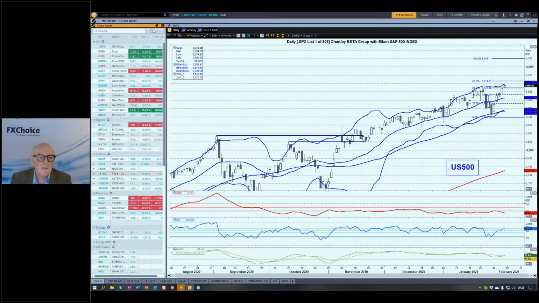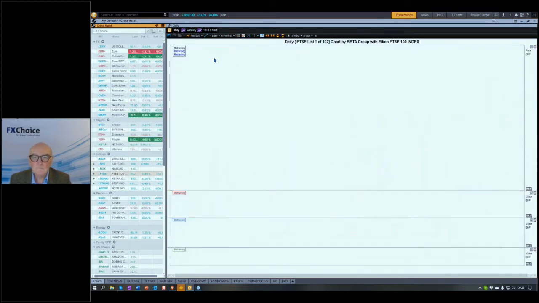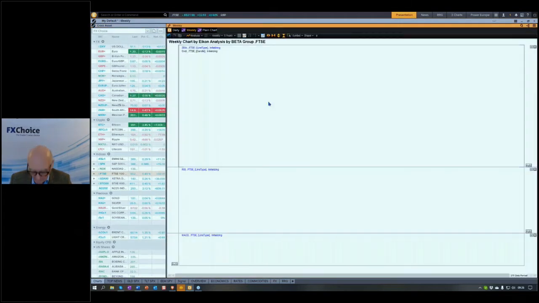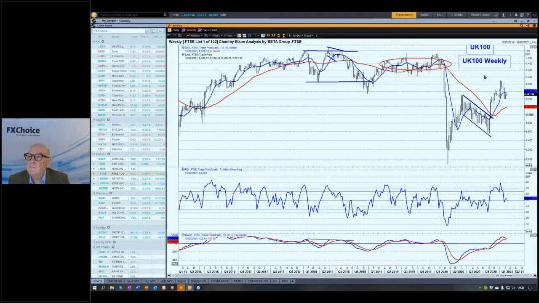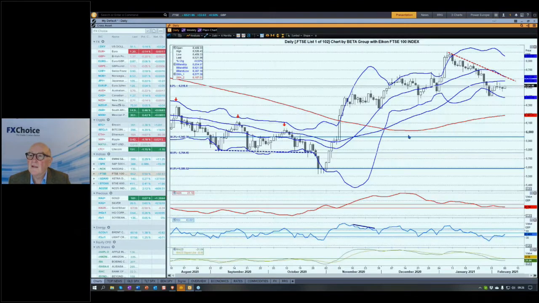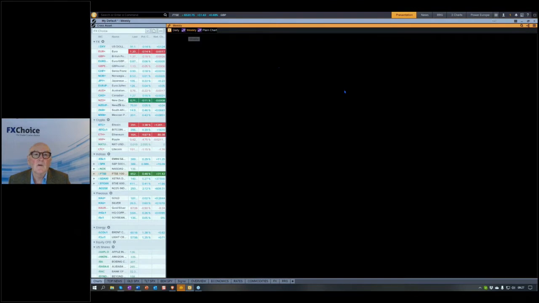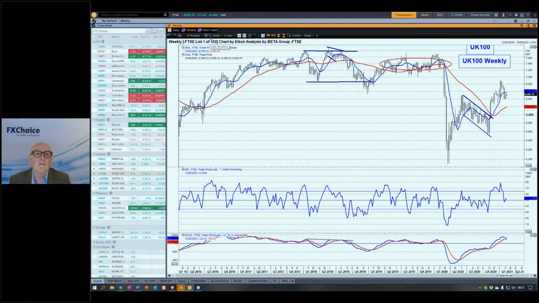Moving now to the UK 100. I always start with my glance at the weekly, and here I think that what I've drawn here is this flag. Here is the flagpole, and we do our measurement from here to here, and then take that back from here to here, and it's on the daily. No, let's put it on the weekly chart. Let's do the drawing of it.